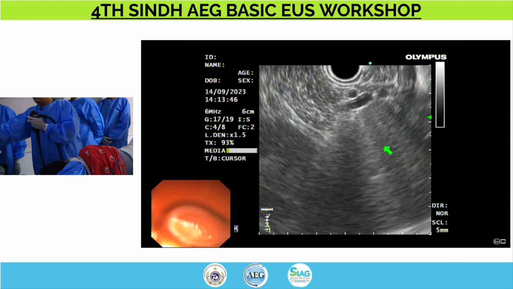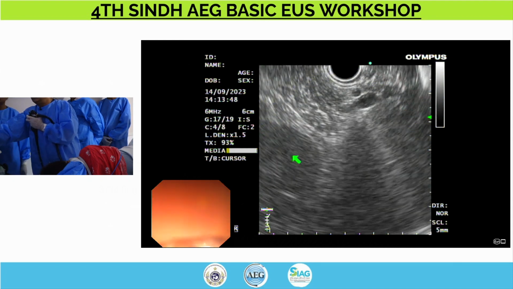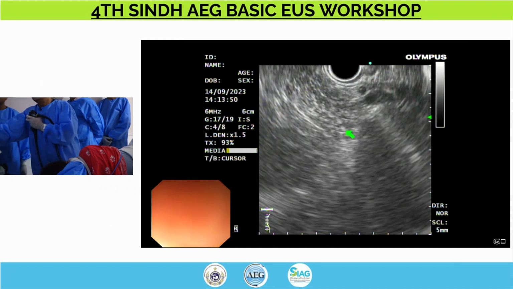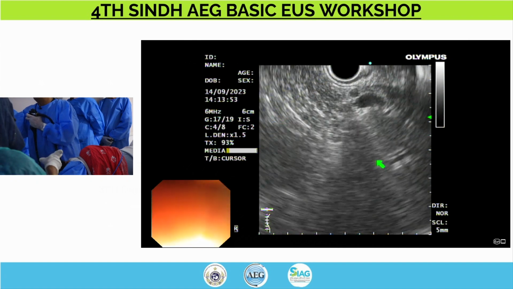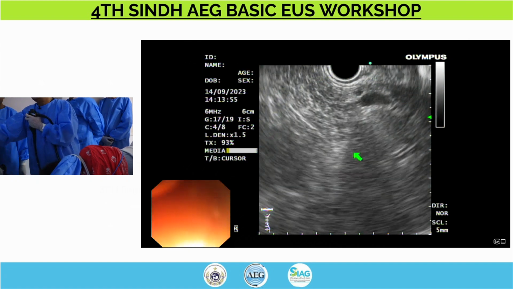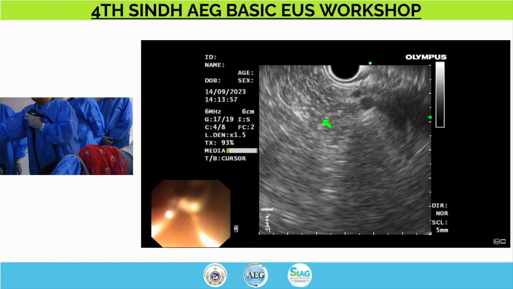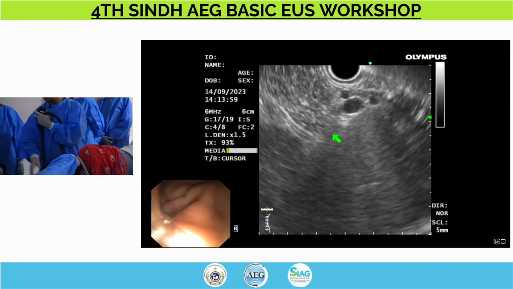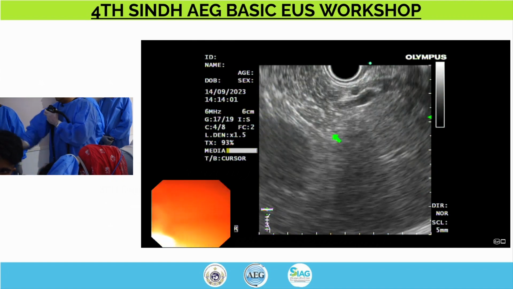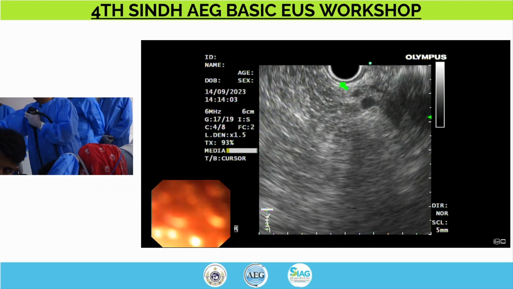And the spleen is right here. Left kidney, spleen, tail of the pancreas. If you don't see spleen and left kidney, you really have not fully evaluated the tail of the pancreas. Right there, you can see nice tail of the pancreas right here.